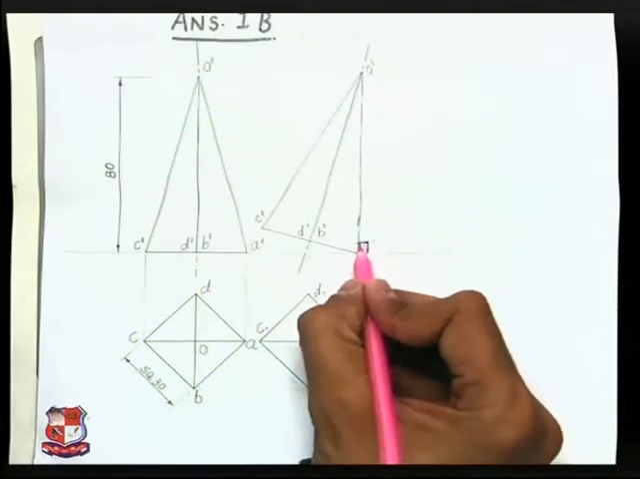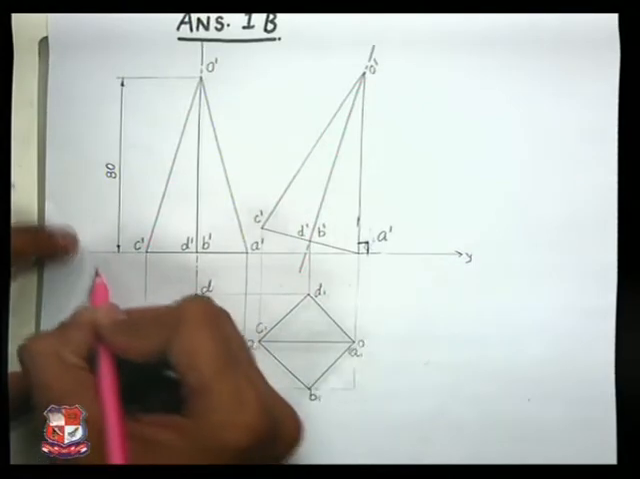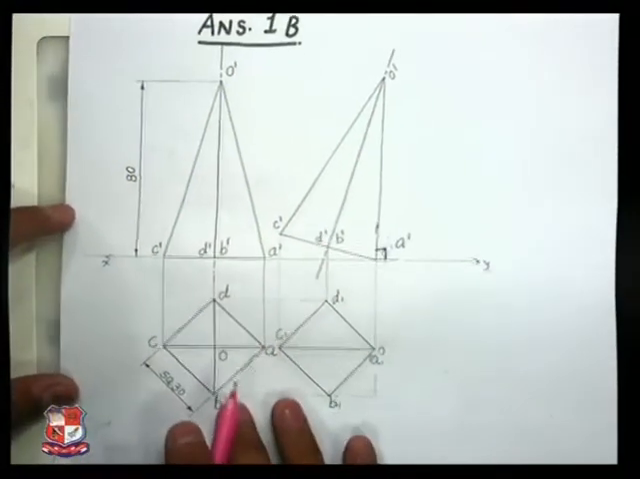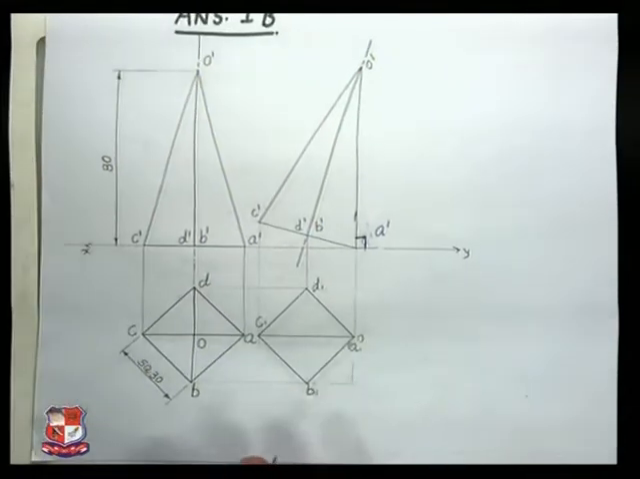Write like this: this is perpendicular and this is point A dash somewhere here. This is the XY line that is represented like this. Height is 80 millimeter, side length of the square is 30. This problem is asked for 6 marks.